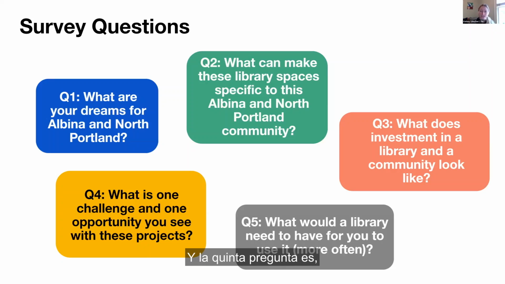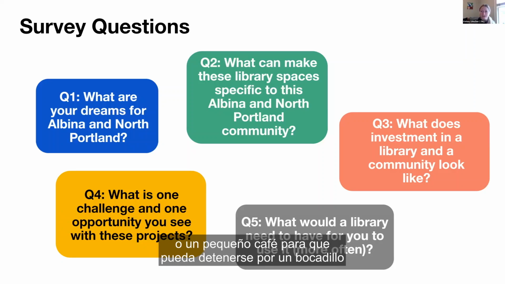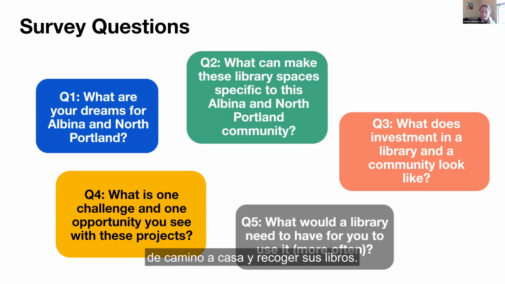And the fifth question is, what would a library need to have for you to use it or use it more often? So maybe that's a big playground. Maybe that's, you know, more parking or covered bike parking, or a little cafe so that you can stop for a treat on your ride home and pick up your books.